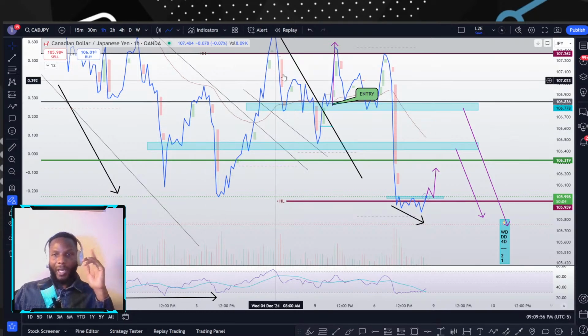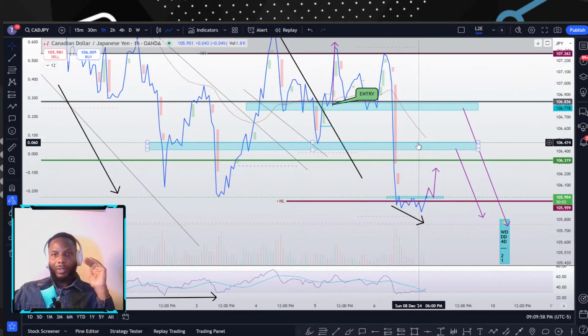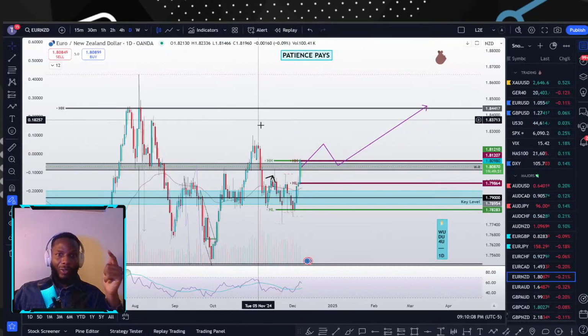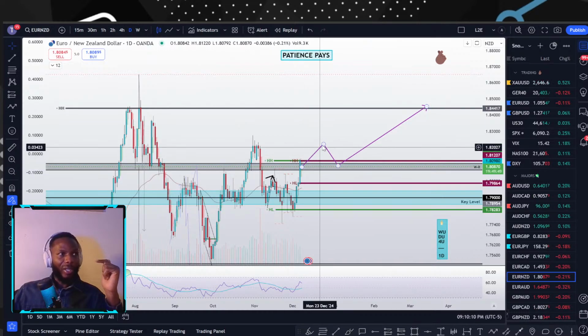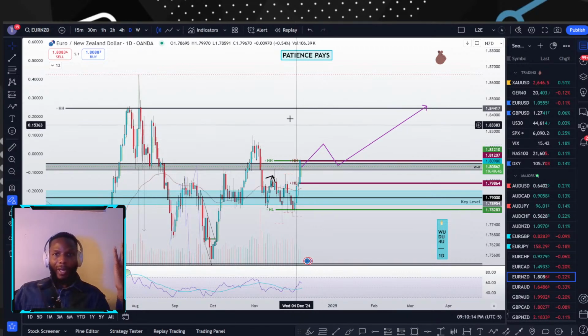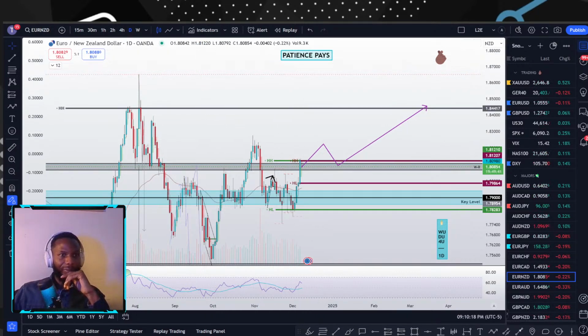So CAD JPY, I wouldn't take this trade tonight because this would be New York session. I'll look for a trade here. And the other one that we looked at was Euro New Zealand. We're waiting to see if it breaks above here to see if we can get a trade there. And that's pretty much how I break down the chart. I'm gonna leave it like that.